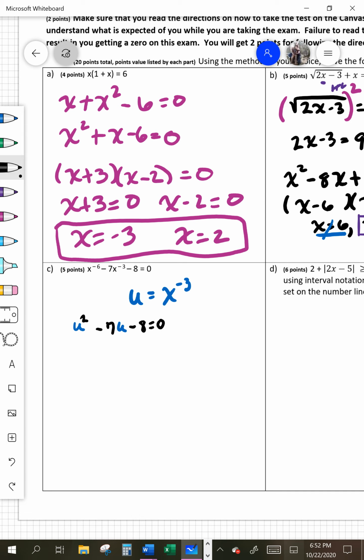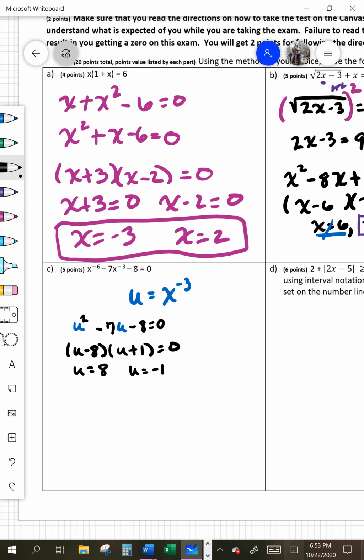So factor this. Two numbers that multiply to negative 8 and add to negative 7 are negative 8 and positive 1. So we can factor this as u minus 8 all times u plus 1 equals 0. Solve for u in each case. u minus 8 is equal to 0 when u is equal to 8, and u plus 1 is 0 when u is negative 1.